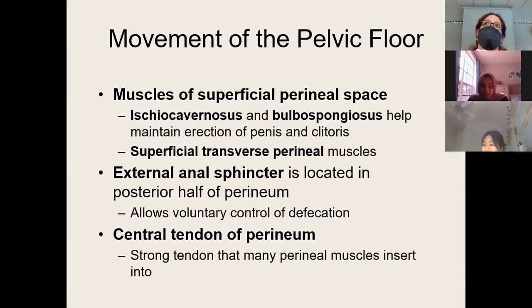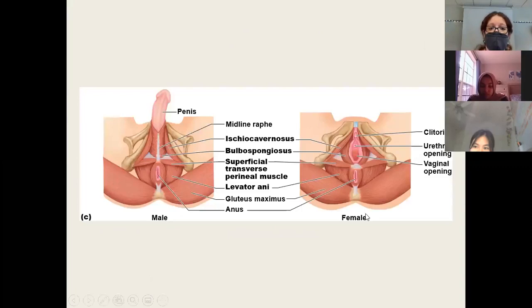Remember that both the penis and clitoris are derived from the same tissue layer in utero as the fetus is being formed. So they both are filled with spongy tissue that engorges with blood during sexual excitation. They just have different names. So ischiocavernosus and bulbospongiosus, male, female. And then there's more transverse perineal muscles. The external anal sphincter, super important, and central tendon of the perineum.